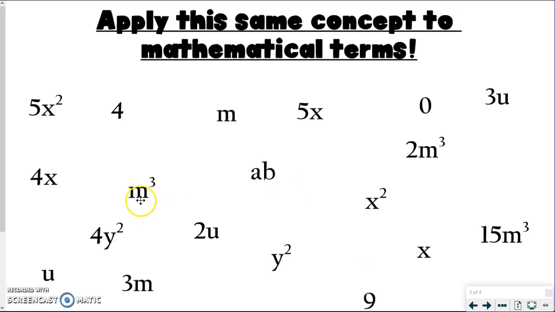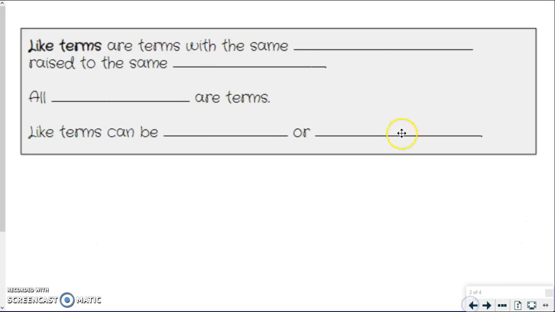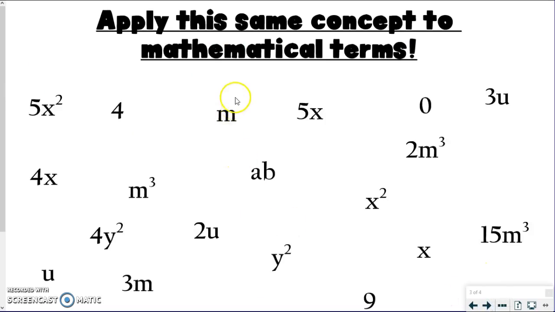And you might be thinking, well, this is M to the third. But remember, if we go back to our like terms, it has to be the same variable raised to the same power. Well, M to the third is not the same as just M, right? This would be like M to the first. So those can't go in the same one. Now what I could do is anything that is showing more than one M, right? Because remember our coefficient for this would be 1M. So if I look over here, I've got 3M.